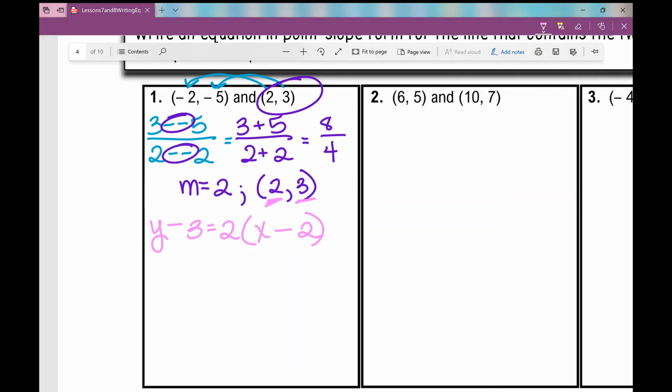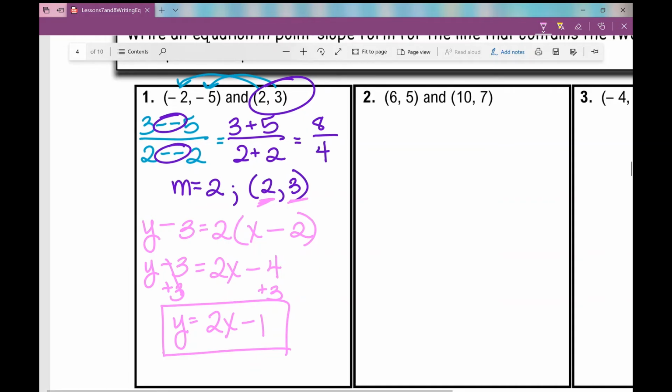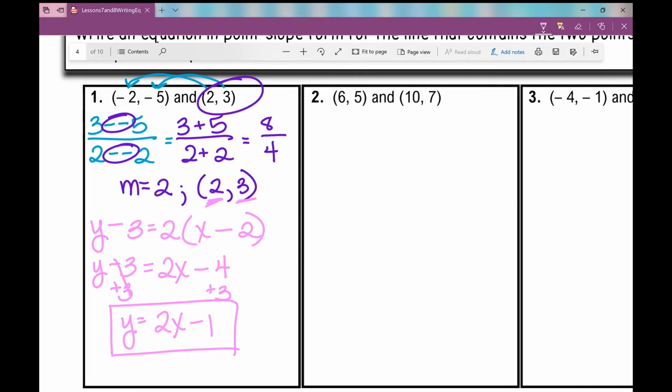And then now what do we do? I just solve for y. So y minus 3 equals, distribute that 2, 2x minus 4, add 3 to both sides, y equals 2x minus 1. Let's move on to number 2. And I'll just have this open so maybe you can refer to the steps that we did on number 1. What's our first step? Find the slope of the line.